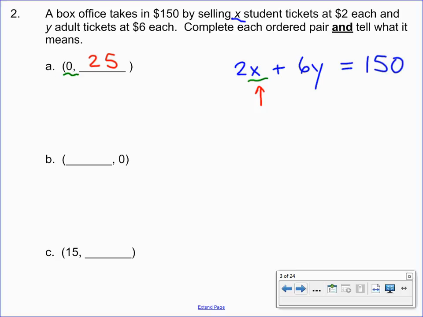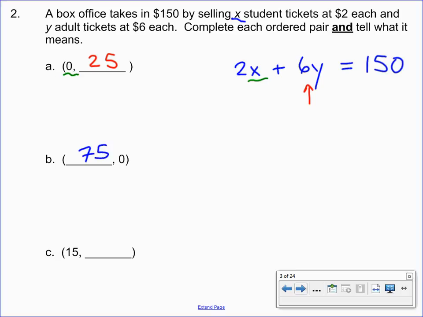Versus if zero adult tickets had been sold, then they'd make no contribution towards my predetermined total of $150 revenue. All of that would have had to come from student ticket sales, right? So then how many student tickets would we have to sell then to make that happen, Eric? 75. 75, raise your hand if you have the same as Eric, 75, good job you guys.